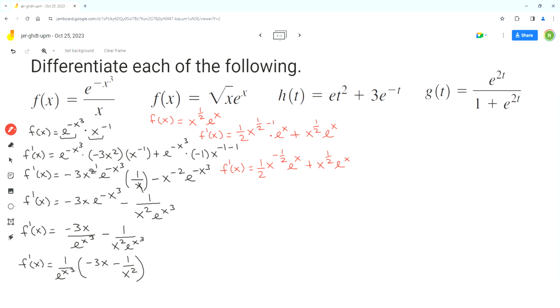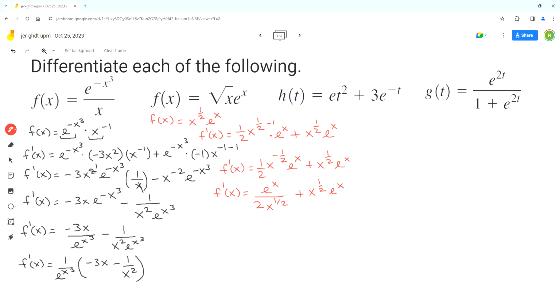Now in the first term we can move the x to the denominator to make the exponent positive. So f prime of x, 1 over 2 times e to the power x, will just be e to the power x over 2. So we'll get e to the power x over 2, with the x exponent positive, and then plus x exponent half e to the power x.